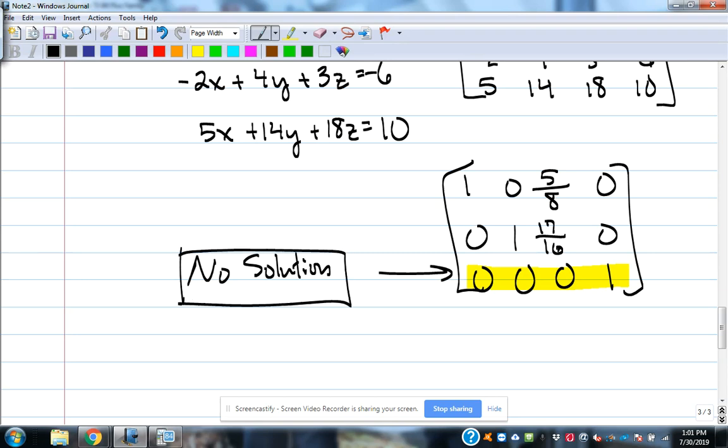It's also called an inconsistent system. So if it has a solution, it's consistent. And if it has one solution, it's consistent and independent. If it has infinitely many solutions, it'd be a consistent and dependent system. If it has no solution, it's also called inconsistent. So those words can help you.